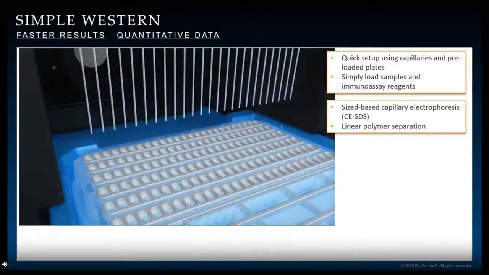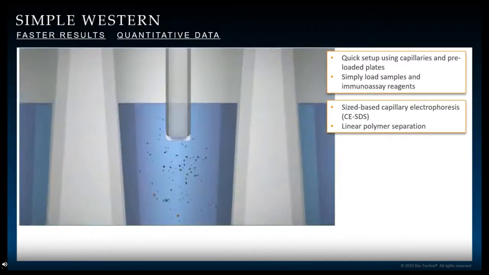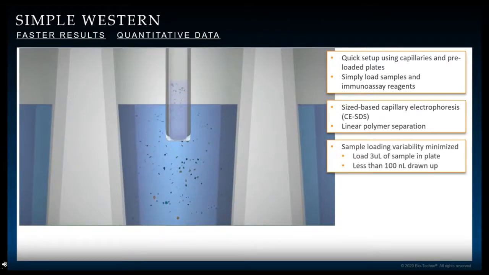All right, so the next step then is sample loading. And I mentioned that Simple Western is a much more precise instrument, with less variation than you would deal with in a classic Western blot. There are a few different things in classic Western blot that encroach error into the assay. And pipetting error is definitely one of those issues because you're loading your sample directly into the gel.